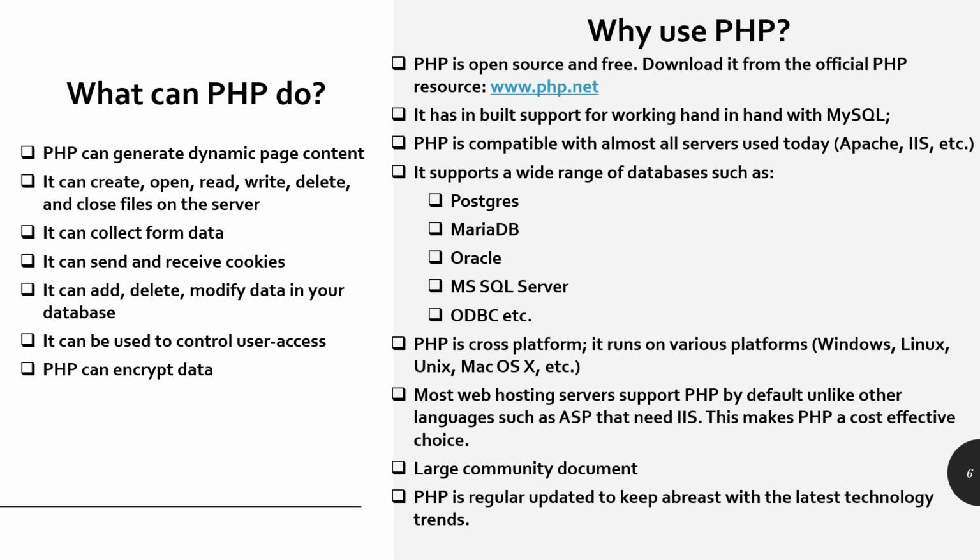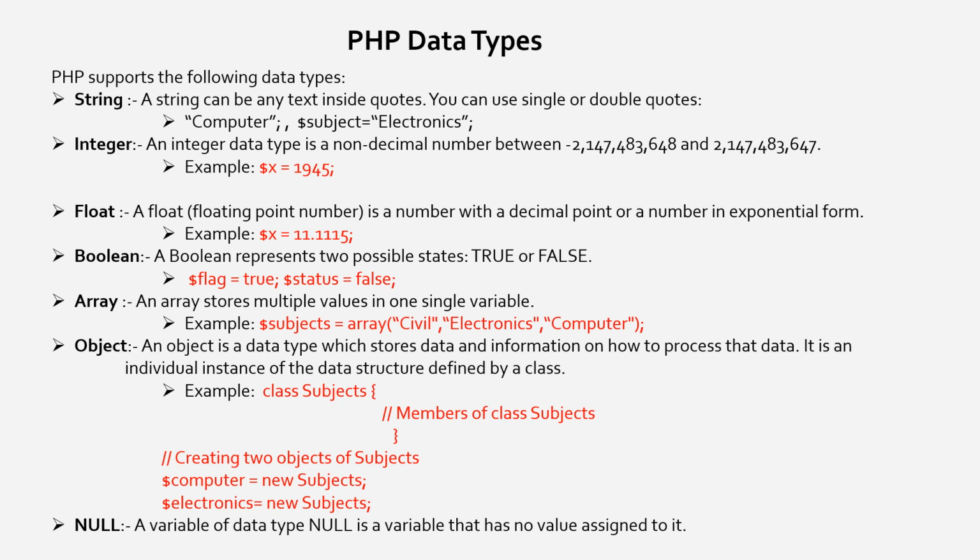Okay. For learning any language, we should have some basic understanding of the data types, variables, operators and all. So we will start discussing from data types. PHP has different data types: string, integer, float, boolean, array, object, null and all. String means any text inside quotes, which can be single or double quotes.